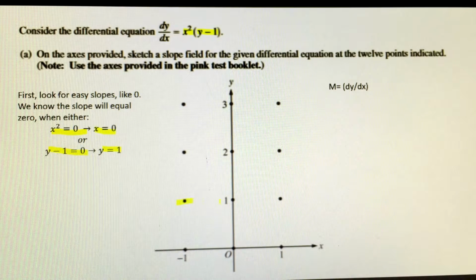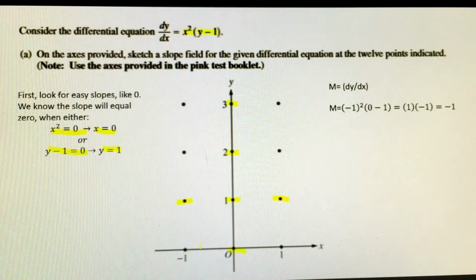So we're going to draw in those 0 slopes. A 0 slope can be indicated by a horizontal line, so I'm just going to draw those in. I drew those in along y equals 1 and x equals 0. And now we're going to look at the more complicated points.